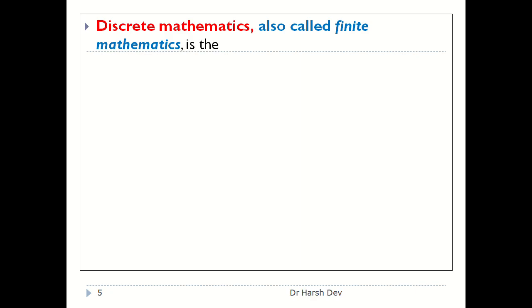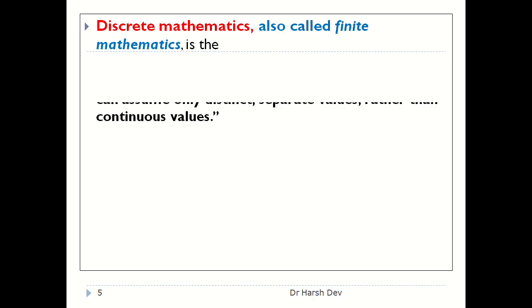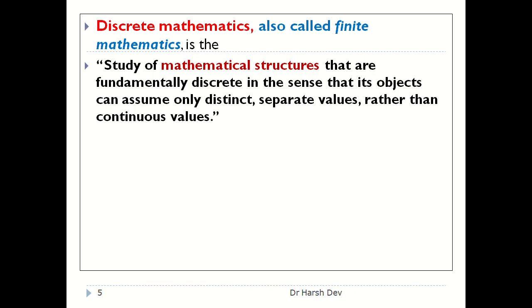Now, what is discrete mathematics? Let us see the formal definition. Discrete mathematics, also called finite mathematics, is the study of mathematical structures that are fundamentally discrete, in the sense that their objects can assume only distinct or separate values rather than continuous values. That is why we call it a discrete structure.